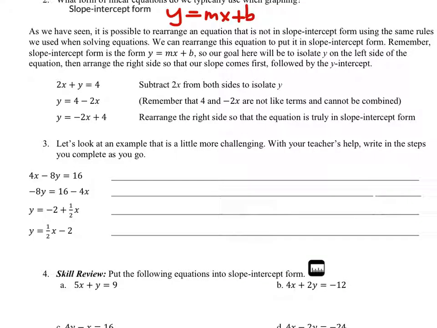As we have seen, it is possible to rearrange the equation that is not in slope-intercept form using the same rules we solved equations with. We can rearrange this equation to put it in slope-intercept form. Remember, it's y equals mx plus b, so the idea is to get y by itself on the left side of the equation, and we'll rearrange the right side so that we have the slope first with the x and the y-intercept thereafter.